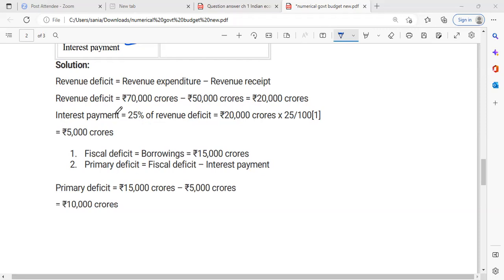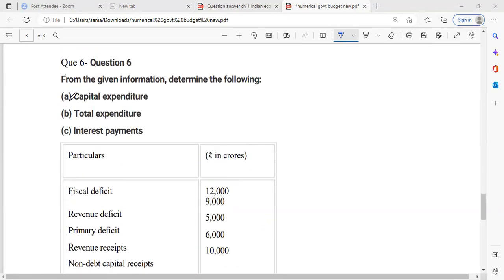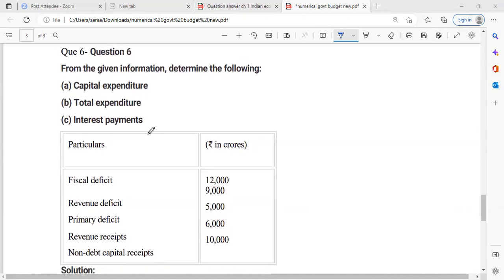Yes, ma'am. Now, this one. From here, you have to calculate capital expenditure, then total expenditure, then interest payment. Okay? Use your formulas. Last question, then I'll leave you.